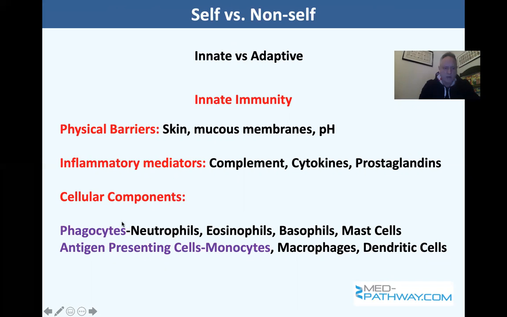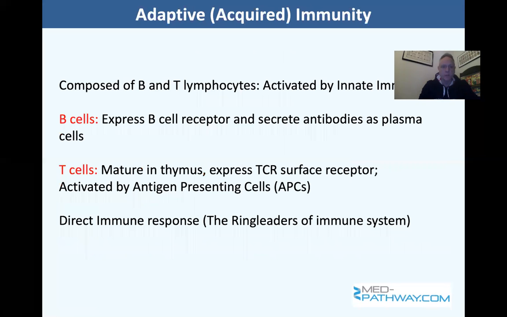These are phagocytes, or neutrophils, eosinophils, basophils, and mast cells. I mentioned those before. We're going to look at macrophages. These are actually antigen-presenting cells along with dendritic cells. So the macrophages will be incredibly important, derived from monocytes.